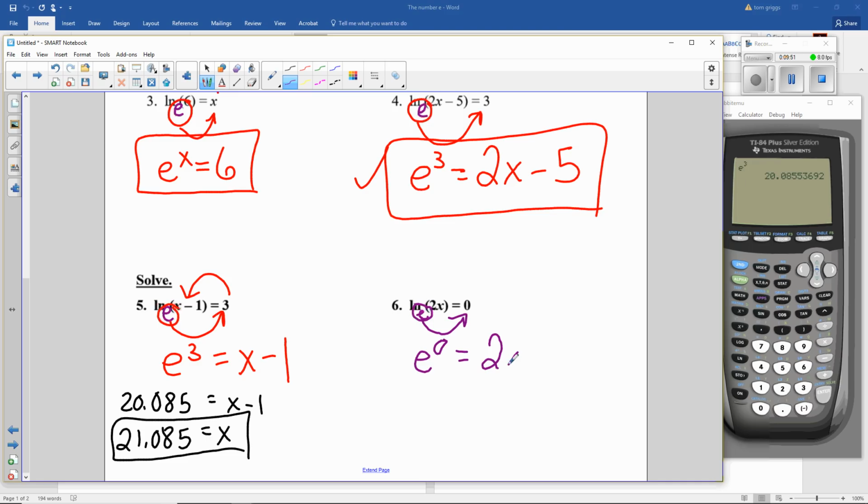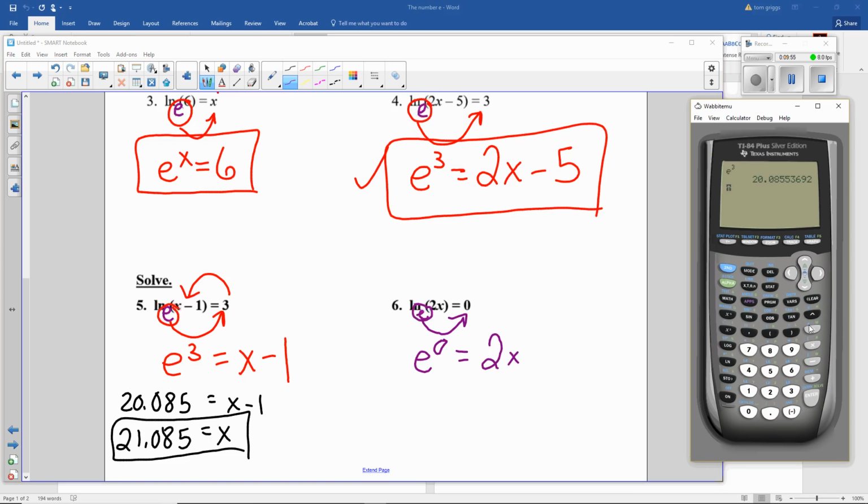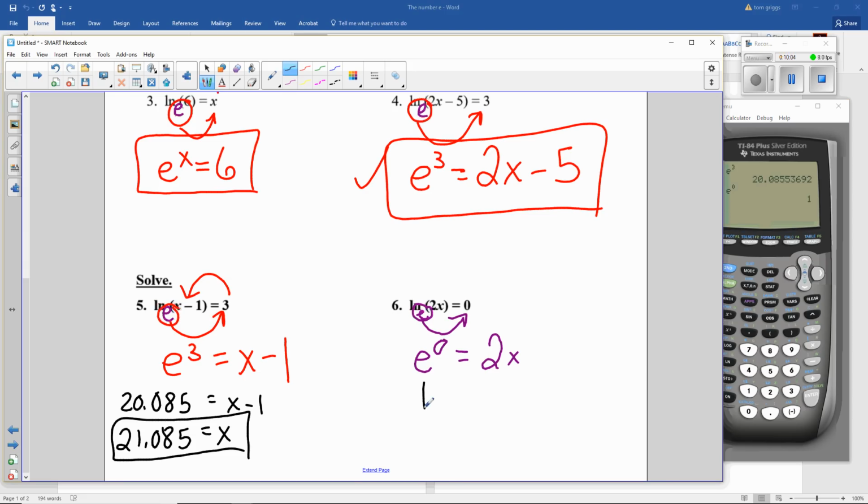Remember, anything raised to the 0 power. If you do not know, that is a great reason why we have the calculators. I don't know what it is, so I'm going to type in the calculator, anything to the 0 power. Look at that, it's 1. So 1 equals 2x, divide both sides by 2. x equals 1/2 or 0.5.